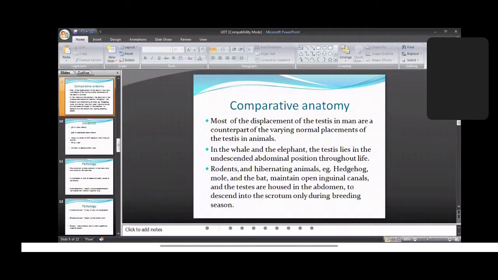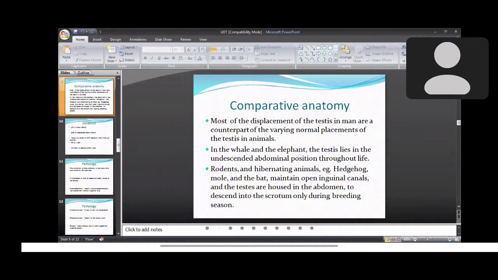Comparative anatomy. Most of the displacement of the testis in men are a counterpart of the varying normal displacements of the testis in animals. In the whale and the elephant, the testis lies in the undescended abdominal position throughout life. Rodents and hibernating animals, e.g., hedgehog, mole, and the bat, maintain open inguinal canals, and the testes are housed in the abdomen to descend into the scrotum only during breeding season.